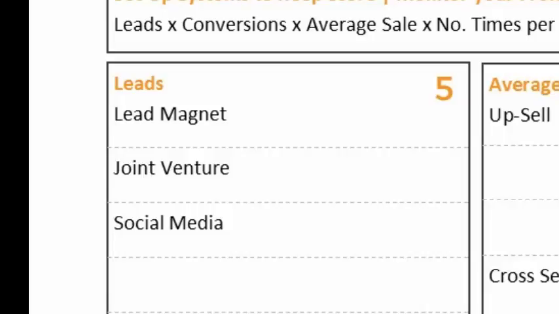At this point, write down one lead generation strategy that you're going to try that will increase your current lead generation numbers by 10%. Take the time and write it down now, before we move on to the next item of conversions.